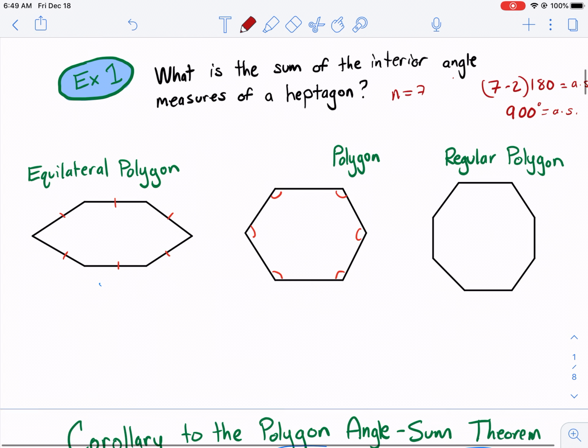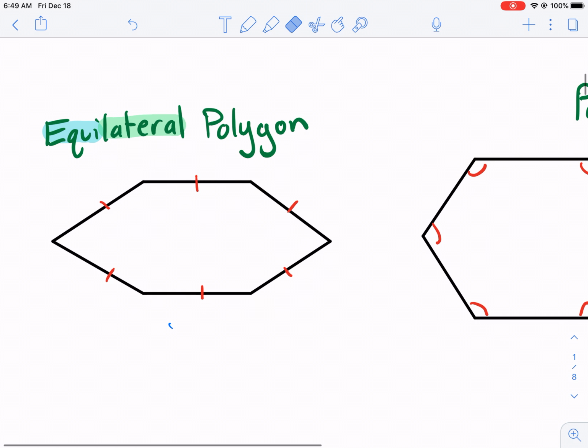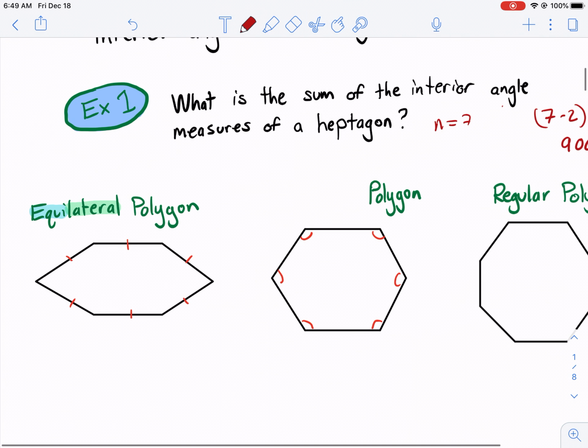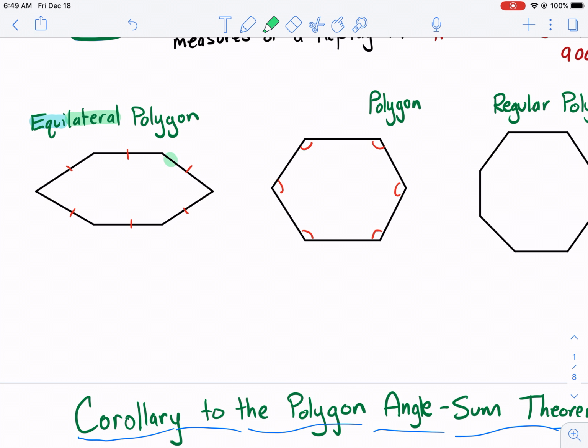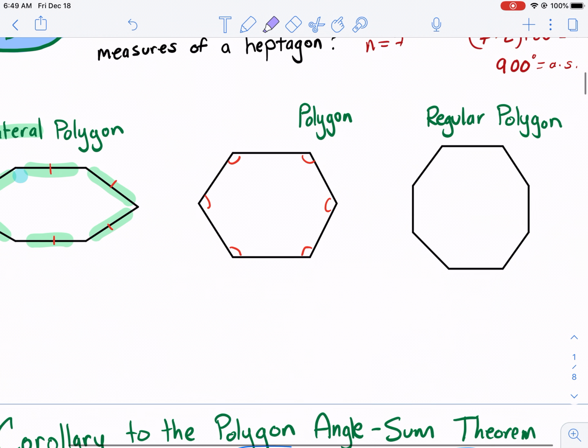Equilateral polygon. What does that mean, equilateral? Break this down into its 2 parts. We have equi, which means equal, and lateral, which is talking about the sides. So an equilateral polygon is simply a polygon that has equal sides. All these sides need to be the same length. Notice how the angles don't necessarily need to be the same for an equilateral polygon. These 2 angles are different from each other. Let's make them different colors. Those 2 angles are different, but that's not important for an equilateral. It just has to have the same side measurements.